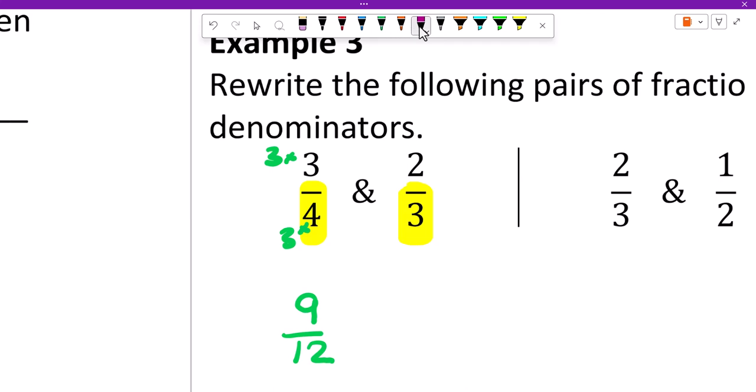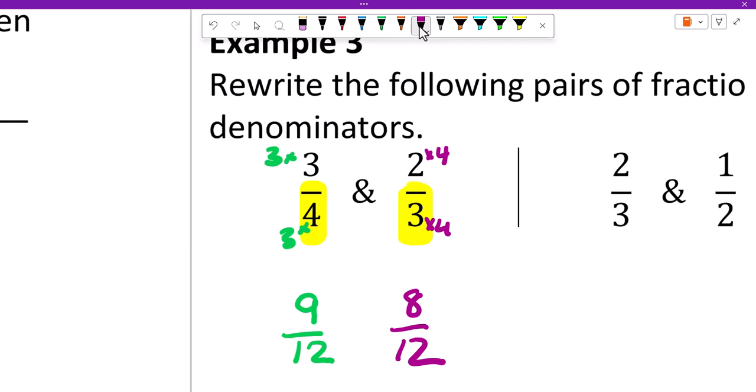Now I do the same thing to the other side. I want to turn this 3 into a 12. So I have to go 3 times 4, right? Whatever you do to the bottom, you do to the top, that becomes 8 over 12. So these two fractions are written with the common denominator.